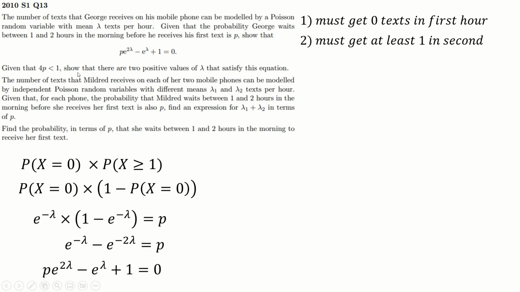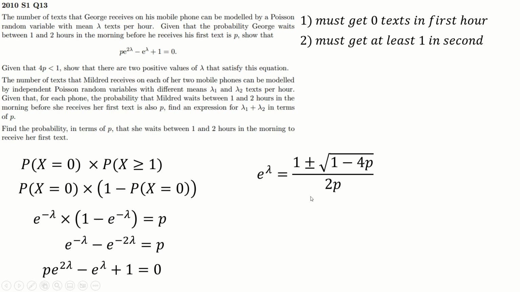Given that 4p is less than 1, show that there are 2 values for which lambda satisfies this. Well, this is a quadratic equation, right? Because it's e to the lambda squared here and e to the lambda here. So this is a quadratic equation with a equal to p, b equal to -1, and c equal to 1. So we can just use the quadratic formula with e to the lambda as our chosen variable that the quadratic is built from.